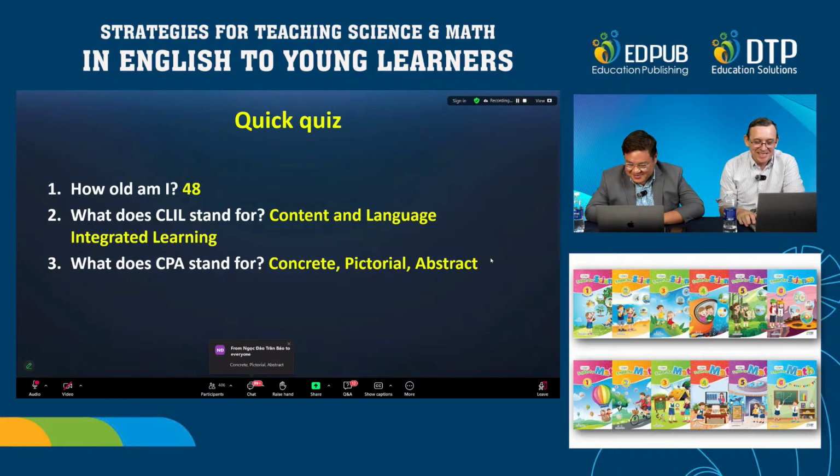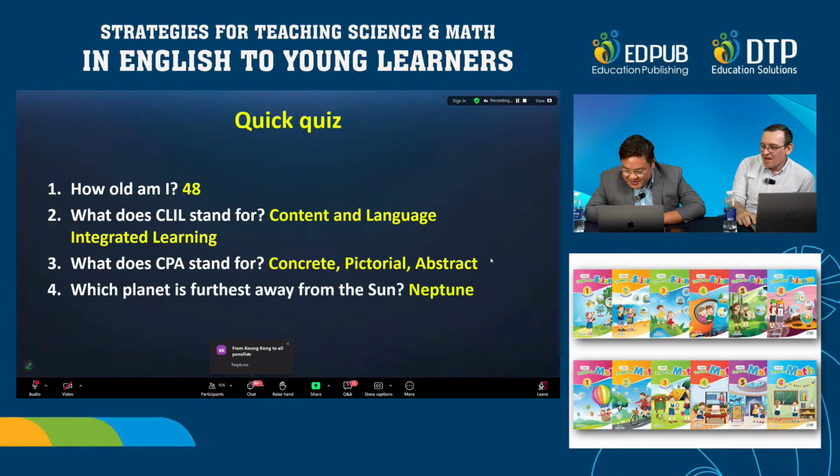Next question. Sorry. Which planet is furthest away from the sun? Okay, here it comes again. That's a difficult one. Question number 4. Which planet is the furthest away from the sun? Neptune. They are ChatGPTing this completely, I'm sure of it. They've got ChatGPT open.